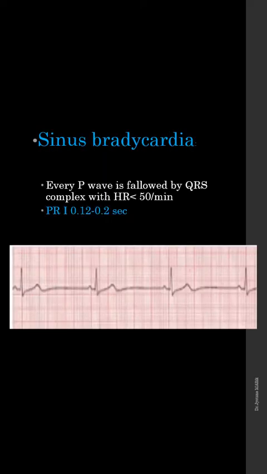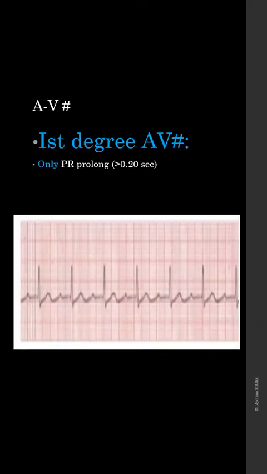Sinus bradycardia means P wave will be present and the heart rate will be less than 50. And PR will be at normal interval. PR will be 0.12 to 0.2 second.